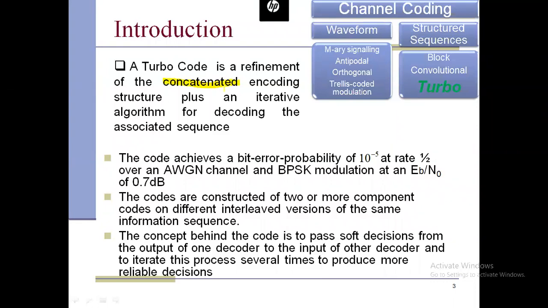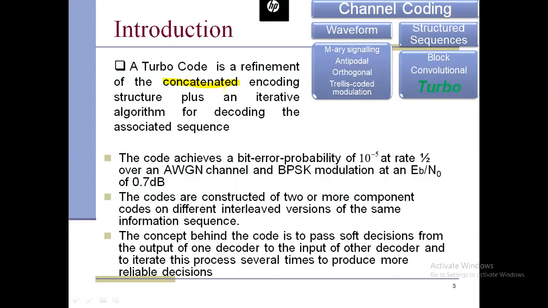Why are we using the concatenated structure? In fact, this helps us to improve the error correcting capability of the code. For example, if the first encoder can correct two errors and if the errors exceed two, then they will be corrected by the second encoder.